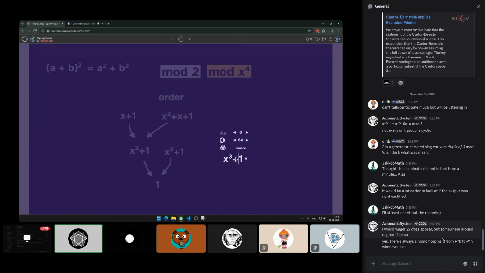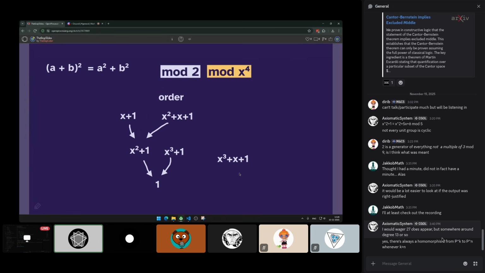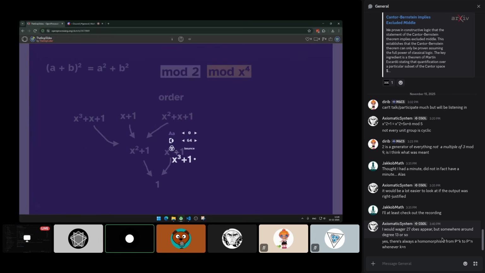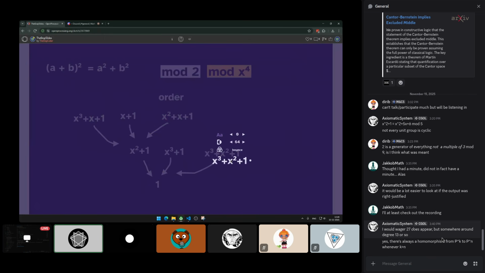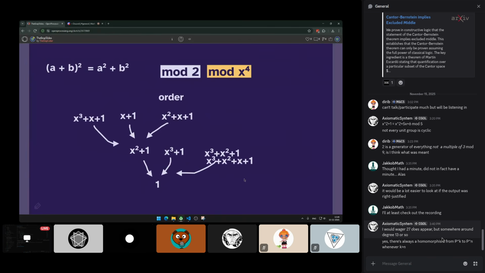Let's see, what's another? You would add an x in here. So what does this give us? That should give you just x squared plus 1 again, I think. Yep, another one of those. And then x cubed plus x squared plus 1, I guess, is the next one, which should just give you 1. Yep. And then finally x cubed plus all of them. And that should give the same thing that x squared plus x plus 1 gives, which is x squared plus 1. Yes.